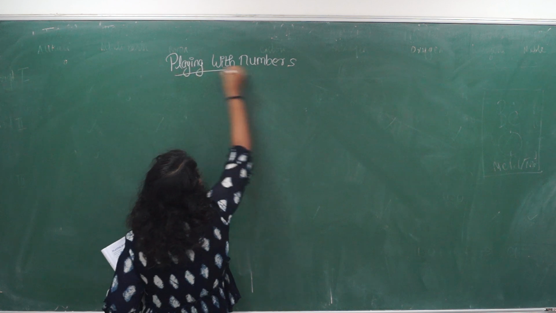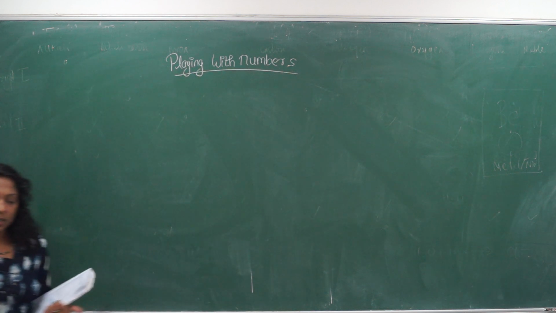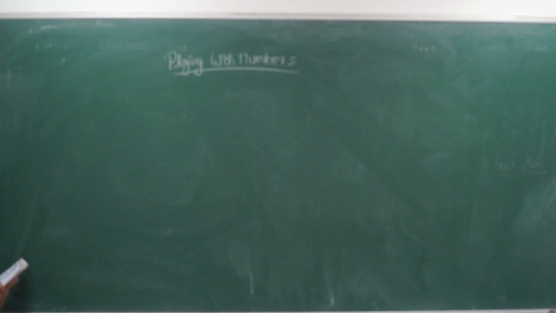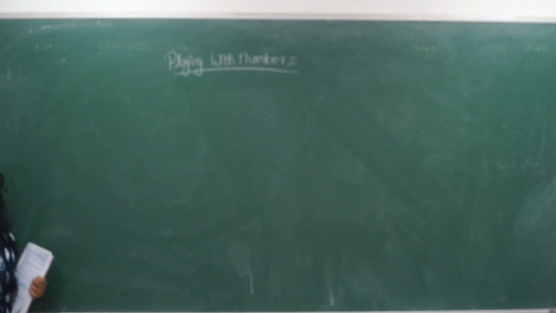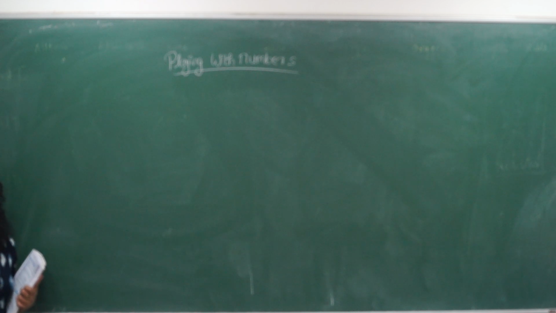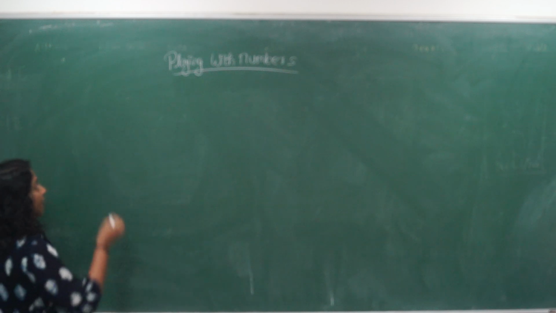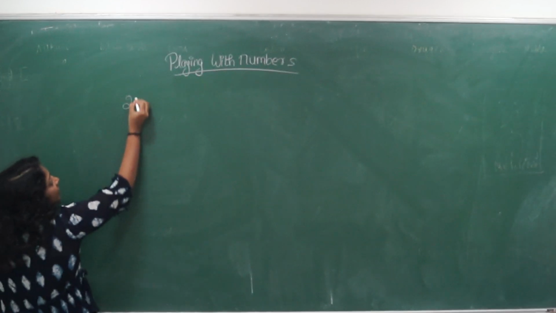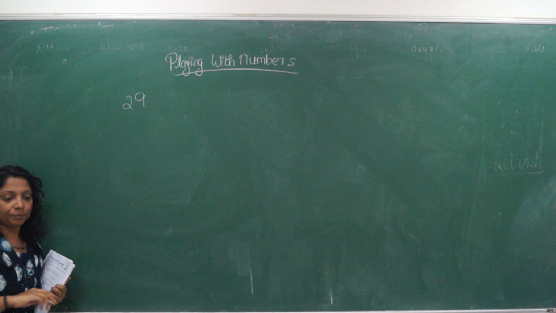Playing with numbers. Somewhat you already know about these things. If I need to write a 2-digit number, just give me any example of a 2-digit number. 29 will be fine. 20 में 8 digit will be 0, no? So 29 is a 2-digit number.